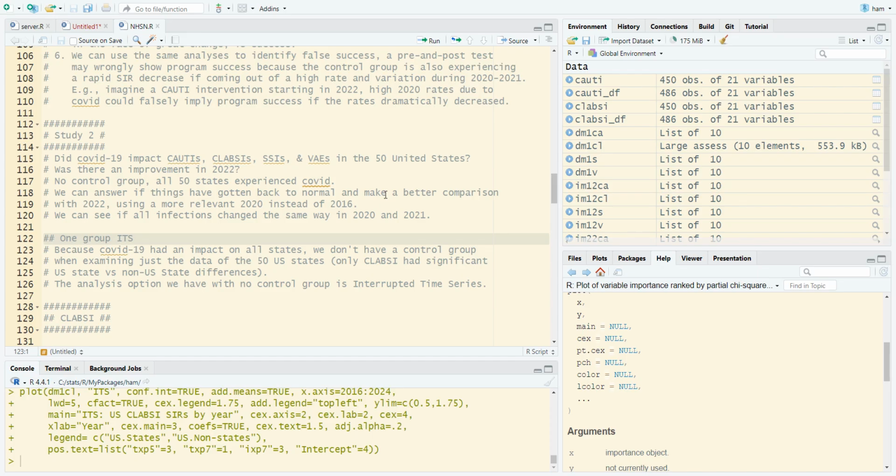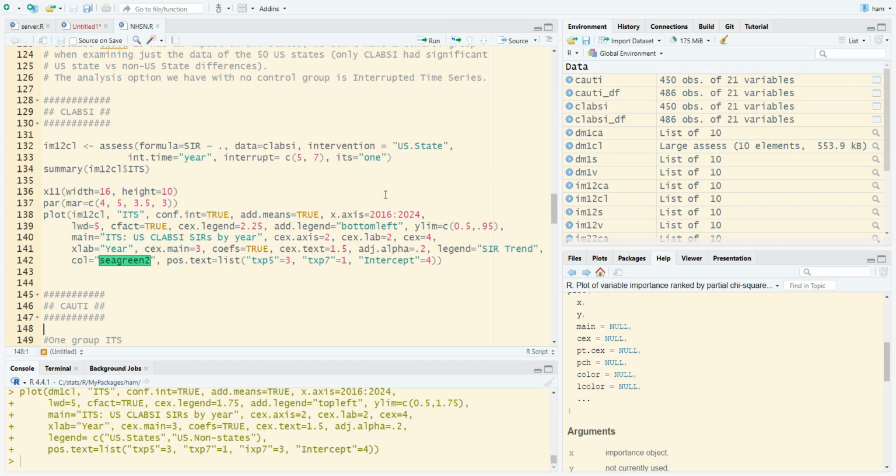We're going to do a one-group interrupted time series. Because COVID-19 had an impact on all states, we don't have a control group. When examining just the data of the 50 U.S. states, only CLABSI had significant U.S. state versus non-state differences. And that was the analysis I did right at the beginning, so I'm not going to do the differences as well, because for these we're going to see no difference. Only the CLABSI outcome really showed that difference between the U.S. states and the non-U.S. states. The analysis option we have with no control group is the interrupted time series.